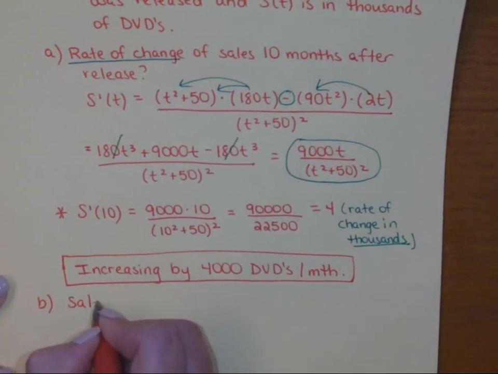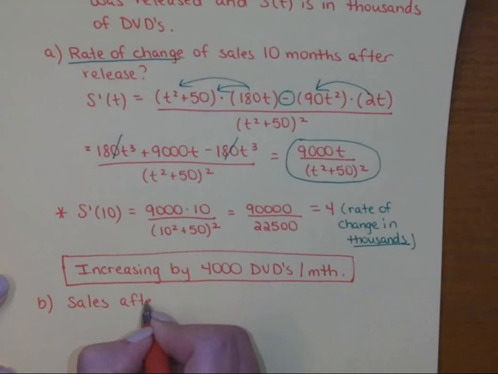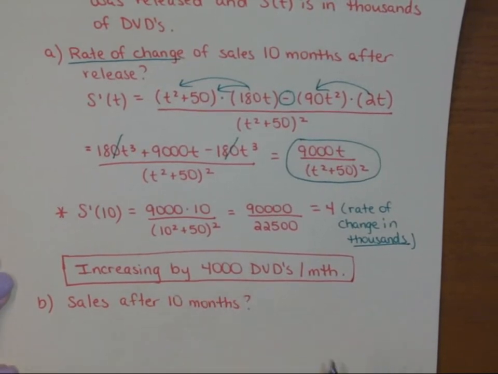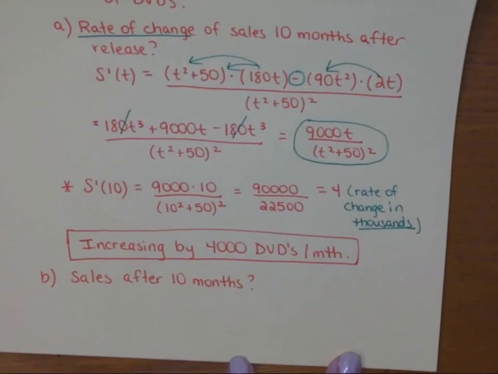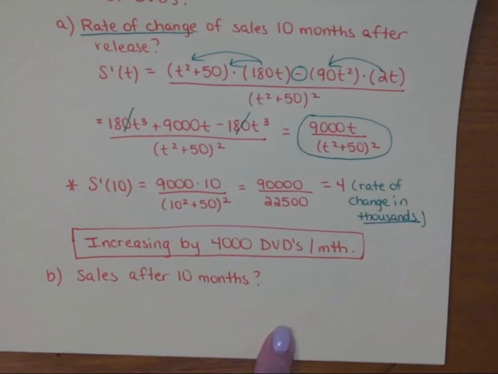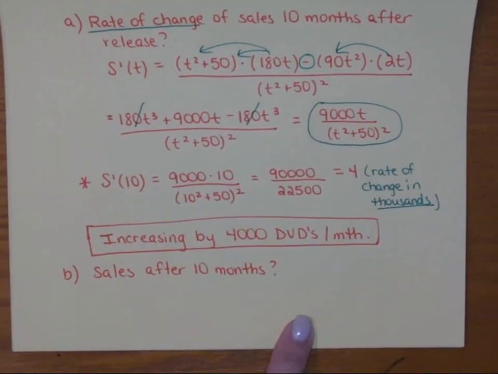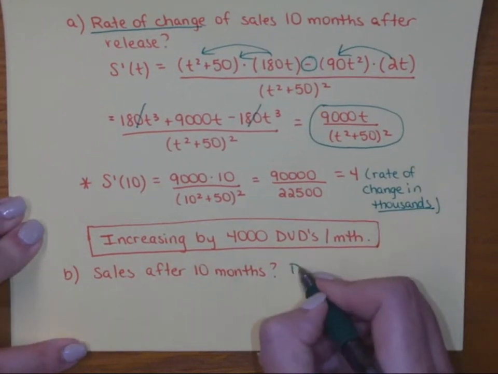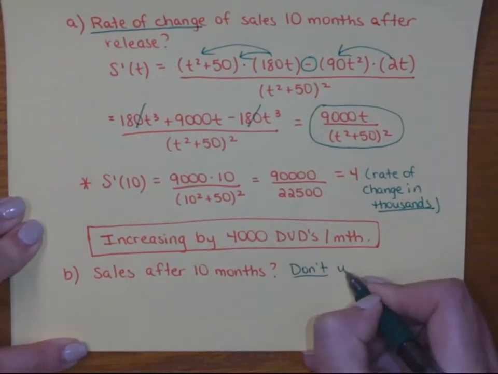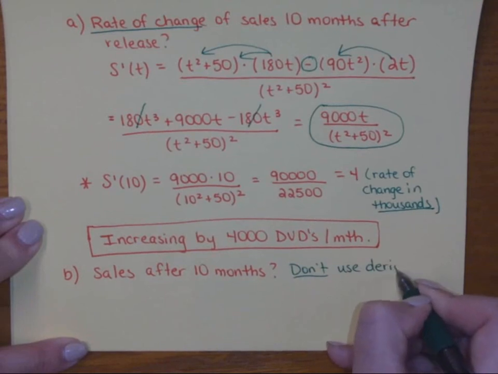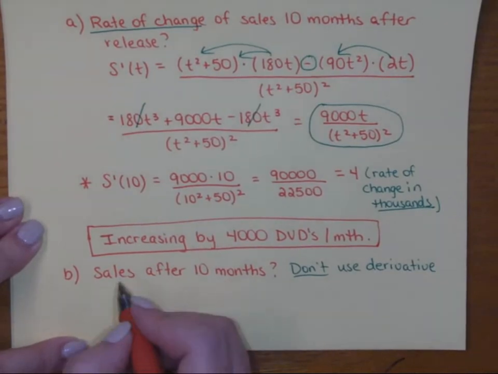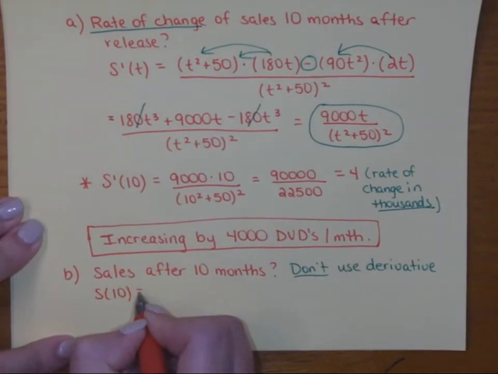So what if I instead, though, asked you for the sales after 10 months? So on test 1, I'm going to want you to be able to tell the difference for when I'm asking for derivative and when I'm not. Okay, so in part A I said the rate of change, but in part B I'm not saying the rate of change. I'm just asking for the straight up sales. So we will not use derivative here. So don't just assume that we're always using derivative just because that's what we happen to have been doing for a while. Okay. For this one, you would just use the original equation and plug in 10.